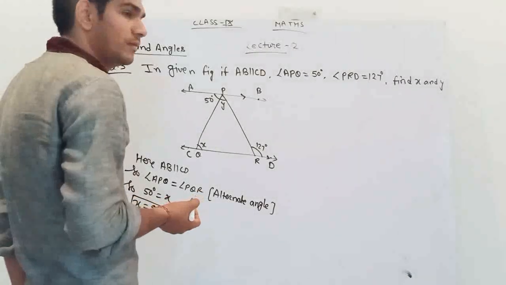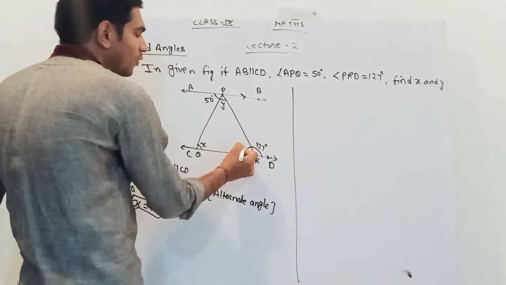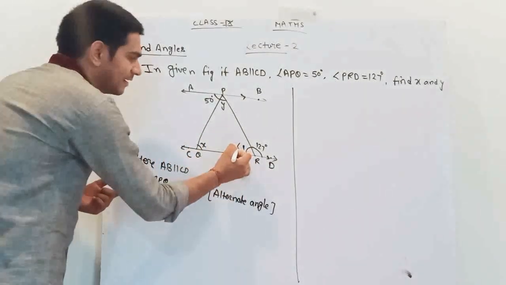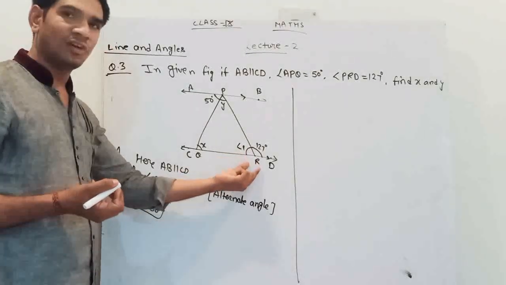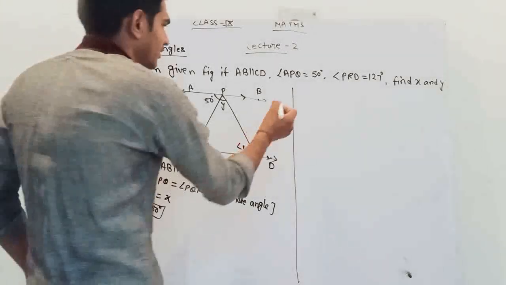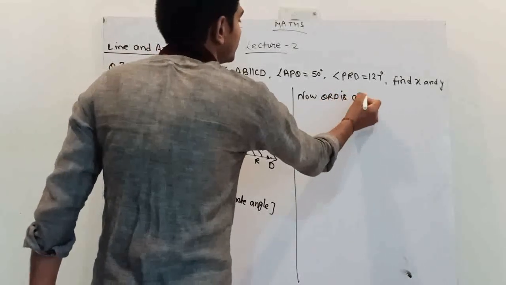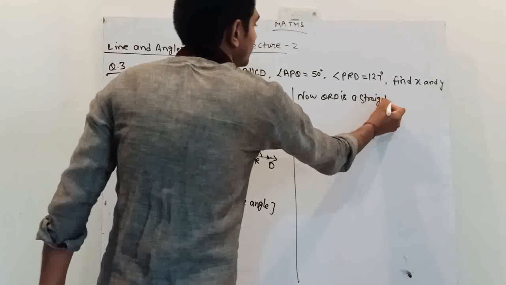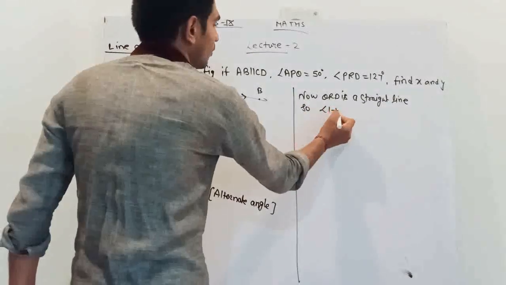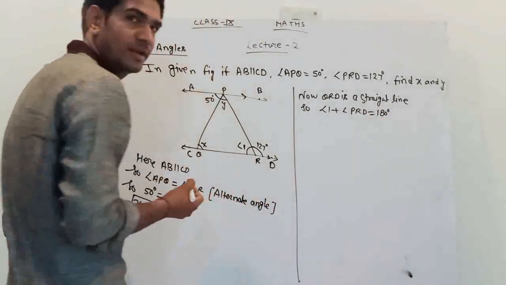Now next, how will we find the value of Y? Let that angle value be 1. Okay. So is that line a straight line or not? So consider angle 1. So ye straight line hai. Students, straight line pe jitne bhi angles form hote hain, unka sum kya hota hai? 180. So now QRD is a straight line. So angle 1 plus angle PRD is equal to 180 degrees.